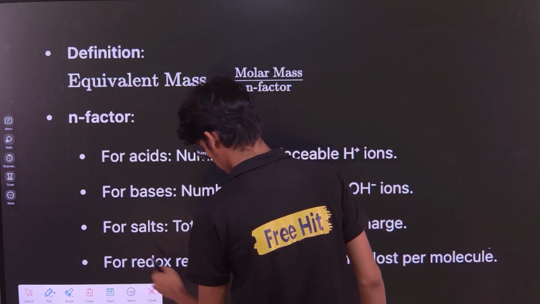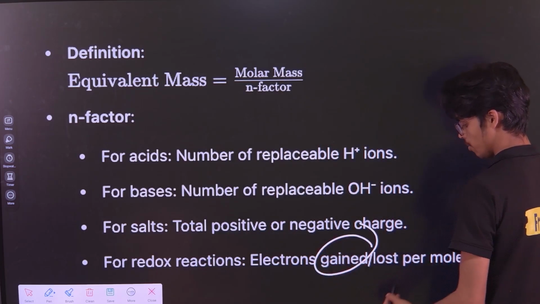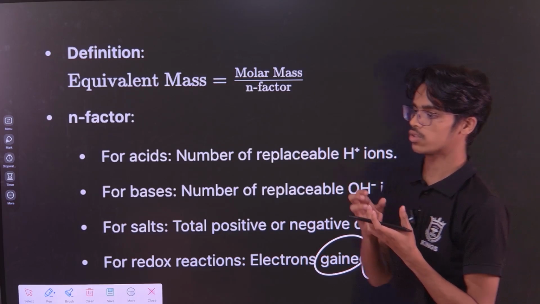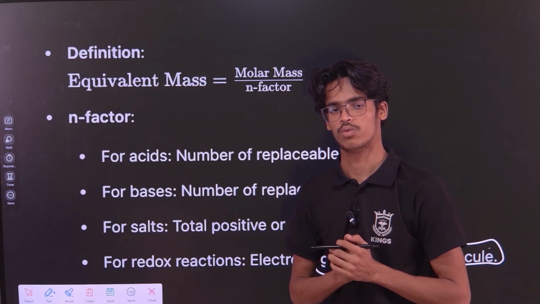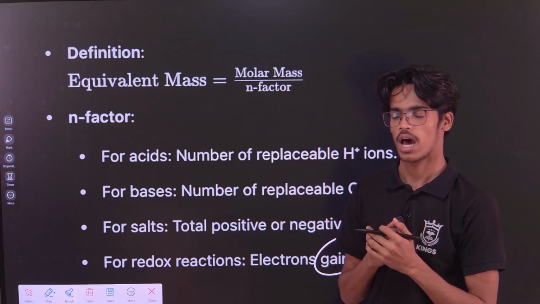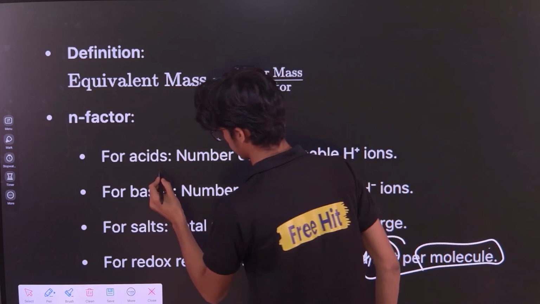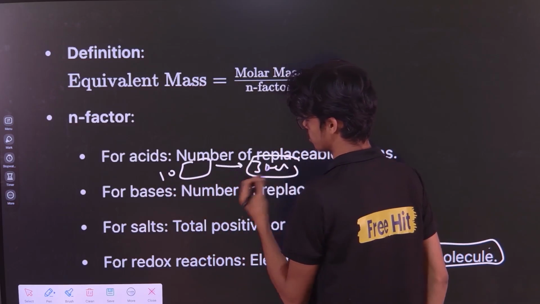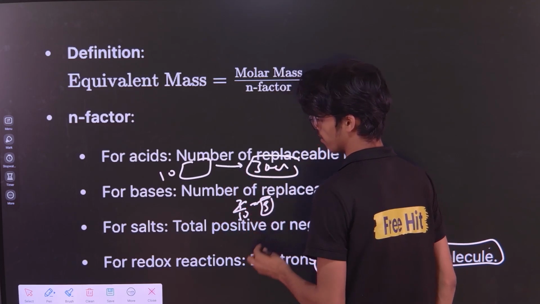For redox reactions, the value of n is how many electrons are gained or lost per molecule. If one molecule is losing 2 electrons, then the value of n is 2. Suppose 10 molecules are losing 30 electrons. Then the value of n is 30 divided by 10 per molecule, which is 3. The value of n is 3.